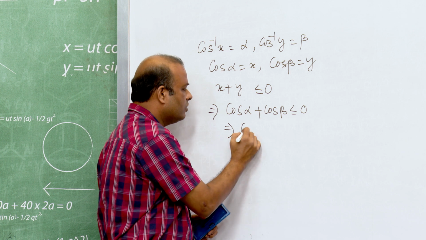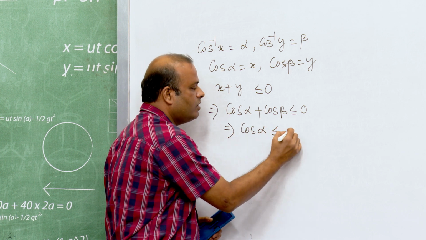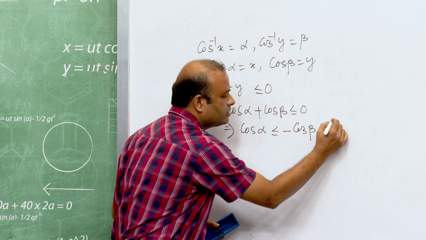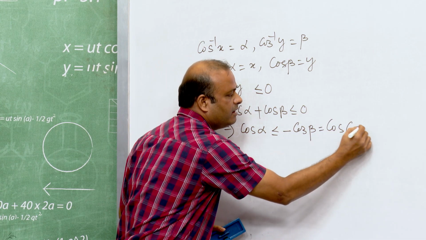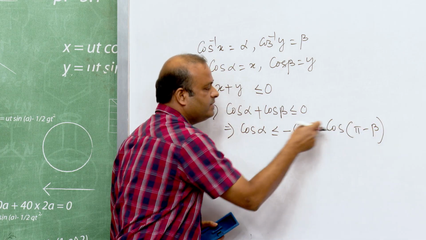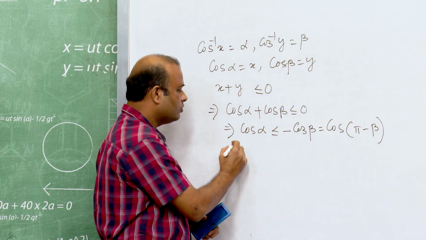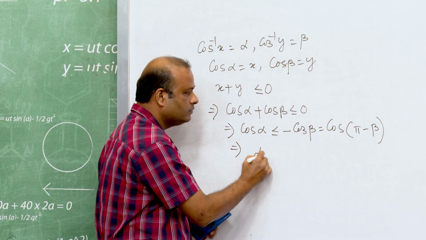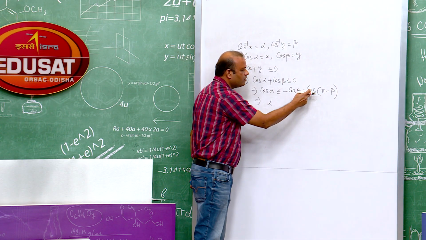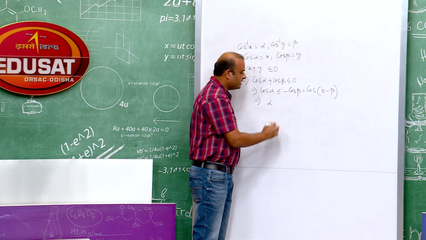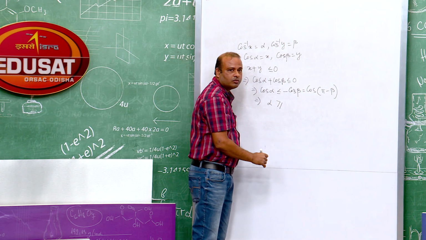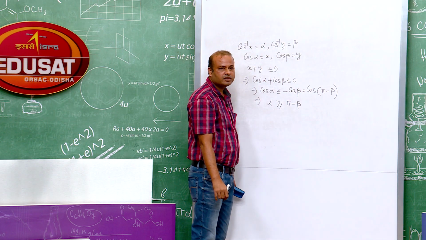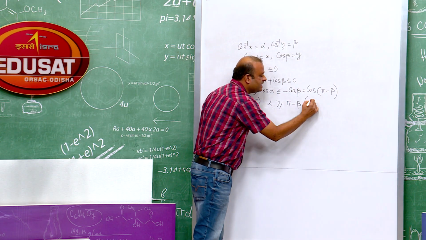This implies cos alpha less than equal to minus cos beta. You can write it as cos of pi minus beta. So, this implies alpha greater than equal to pi minus beta, because cos is decreasing.